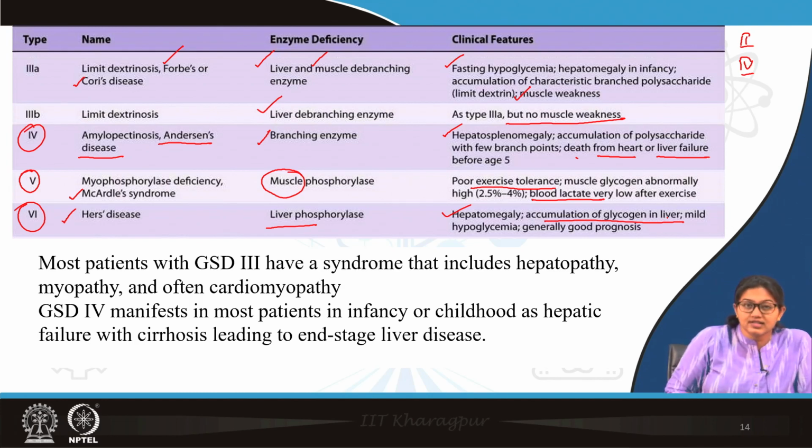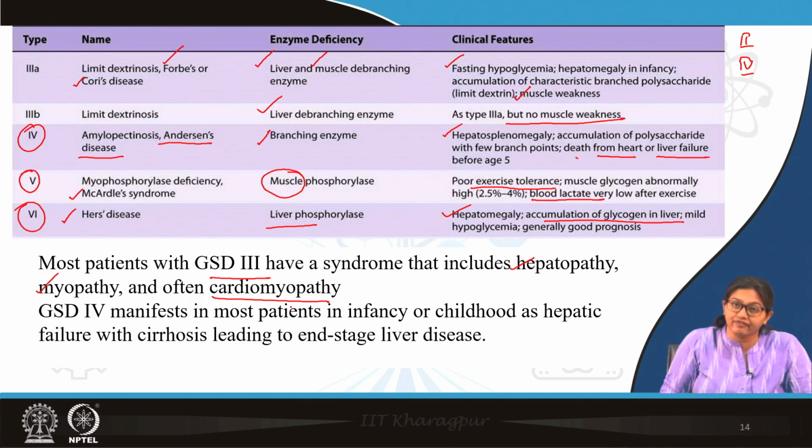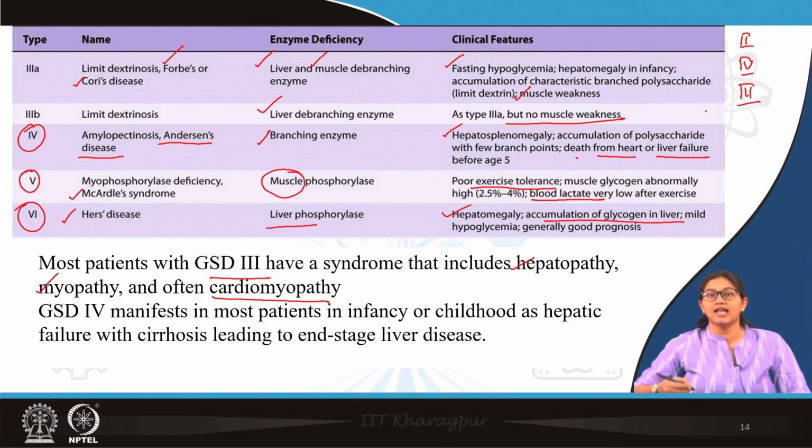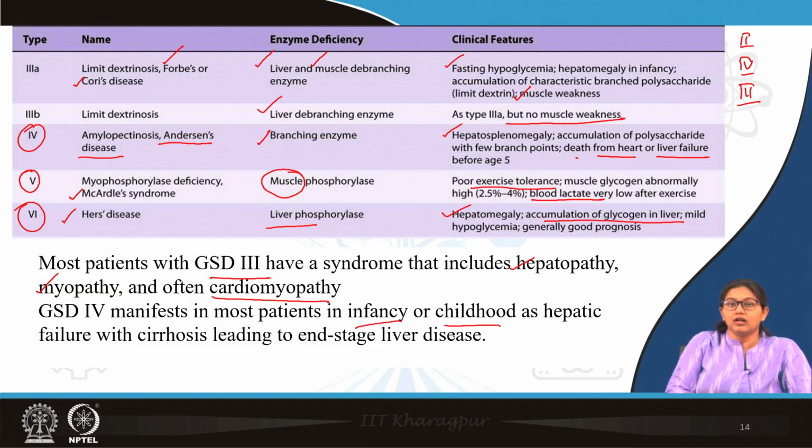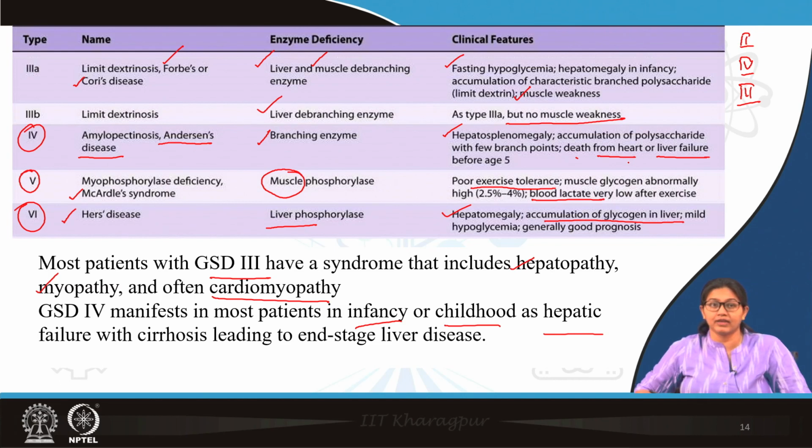Now, these are a few important points: in type 3, here you can see hepatopathy, myopathy as well as cardiomyopathy. So here also heart muscle is affected. So we include type 3 as well. Then type 4, where the branching enzyme is affected, they manifest at a very early age, in infancy or childhood, leading to hepatic failure or liver failure, as we have discussed, that causes death in them. So this is a serious one which causes early death.